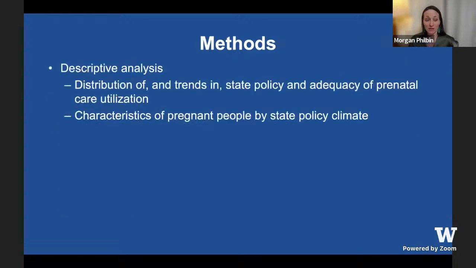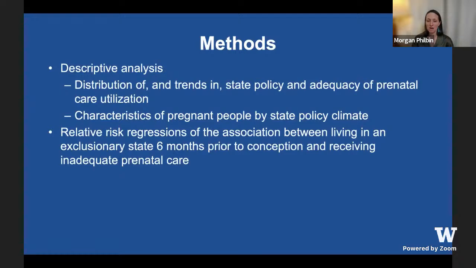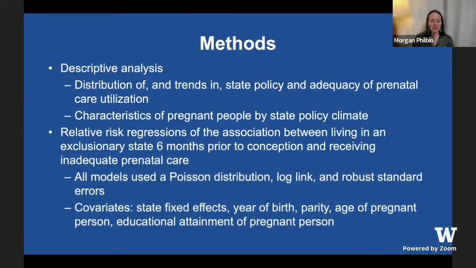So we started by doing a descriptive analysis. So really thinking about distribution trends in both the state policy climate and the adequacy of prenatal care utilization, and then also characteristics of pregnant people by state policy climate. And I'll show some of that in a moment. And then given that prenatal care usage is a common outcome, we used log binomial regressions to estimate risk ratios rather than logistic regression, which would have produced odds ratios. So we used these relative risk regressions of the association between living in an exclusionary state and receiving inadequate prenatal care. And then all the models used a Poisson distribution, log link, and robust standard errors.